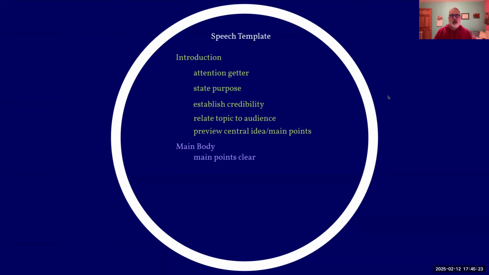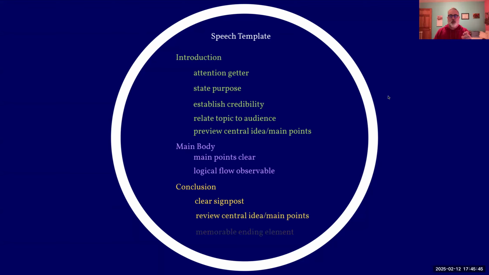Then in the main body, your main points are clear and flow well. They're logical. You can observe clear logic in the speech. And you've got transitions. I forgot to put that one in there. And then in the conclusion, you use a clear signpost: in summary, to conclude, to close, whatever you use. Then review the central idea again and your main points, and have a memorable ending.